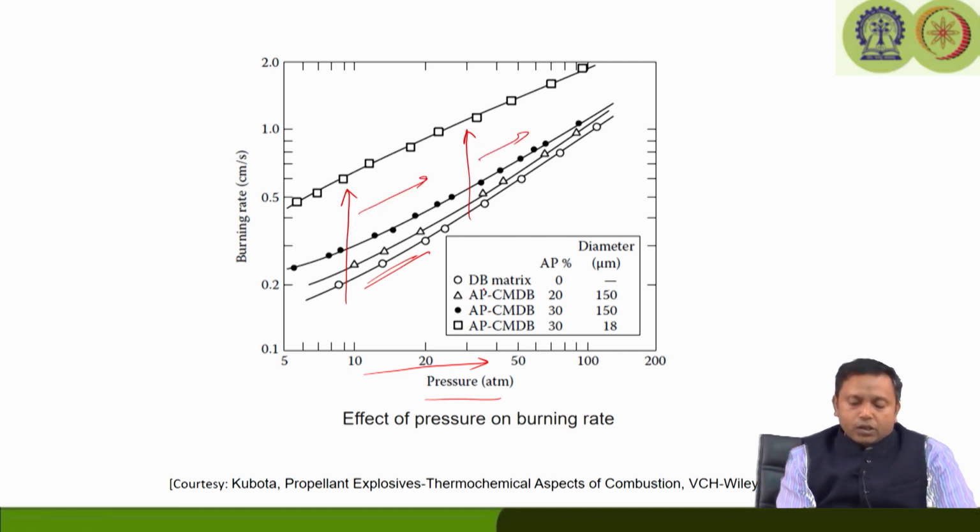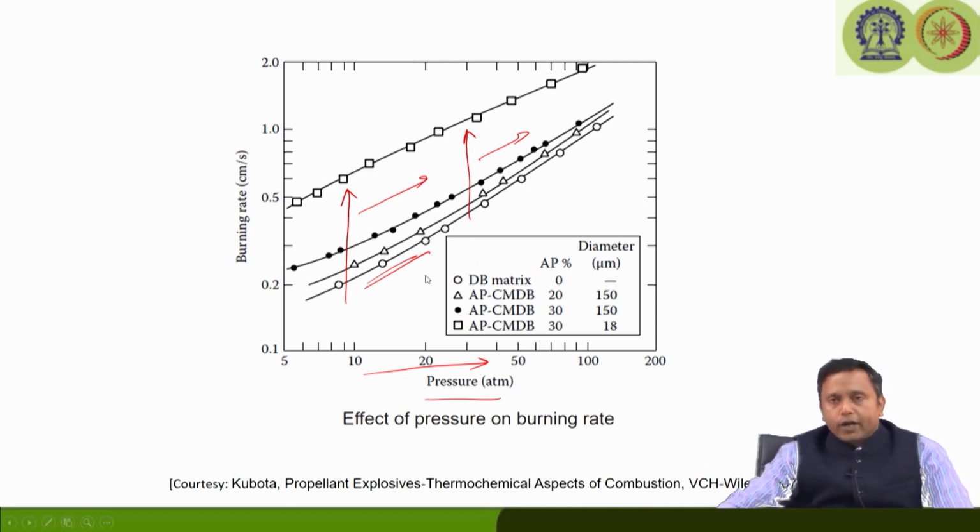So, in both cases, either double base propellant or composite propellant, pressure has an influence and role on the burning rate of the propellant. As we have seen in case of double base propellant that it is a strong function of pressure, similarly the composite propellant is also a strong function of pressure. Now, what are the other effects which are going to influence the burn rate of the propellant, we have to look at carefully.